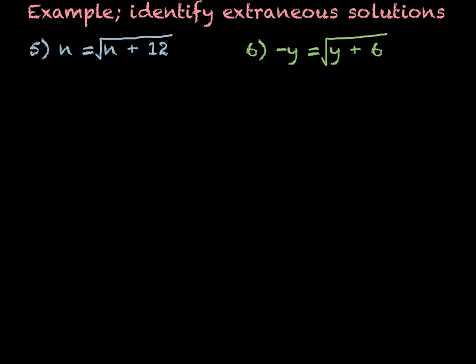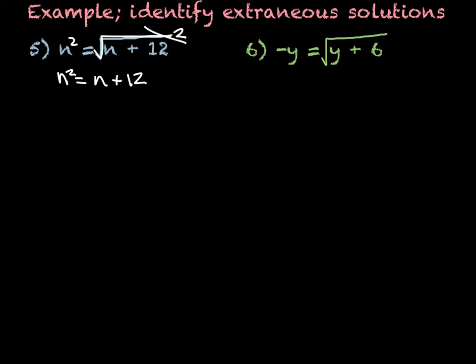For these next few examples, we have to find any solutions that we get that don't work. Like we get the solution and it works out, but it doesn't work when we put it back in and check our work. Okay, so on this first one, because my square root is already isolated, I'm going to start by squaring both sides. So I have n squared equals n plus 12.